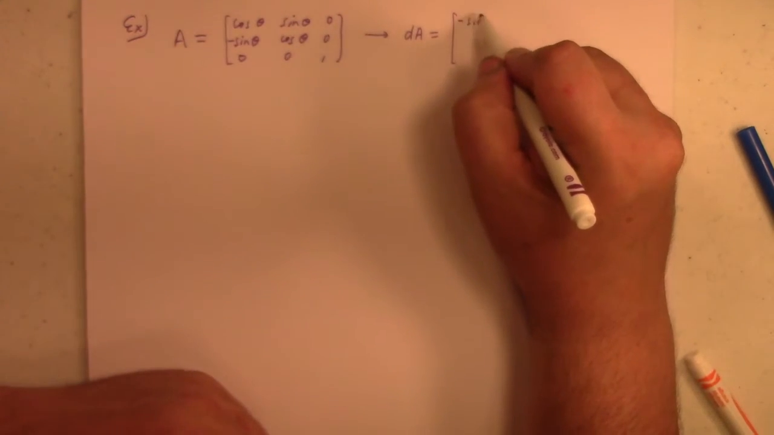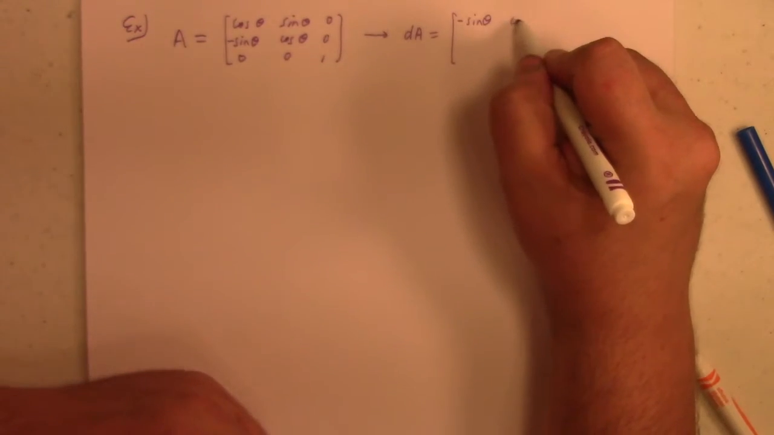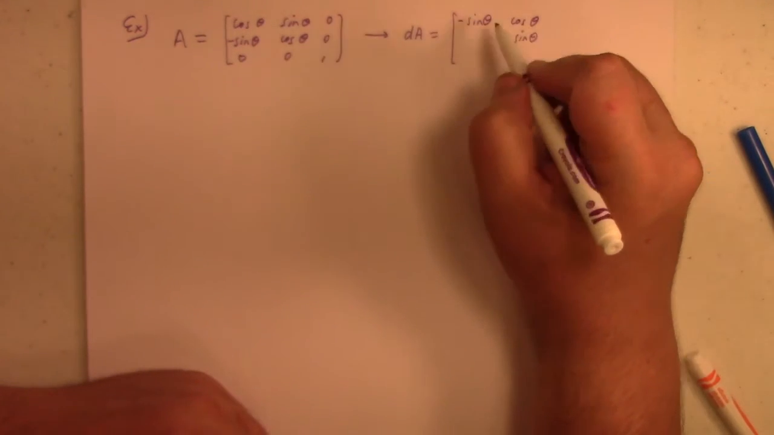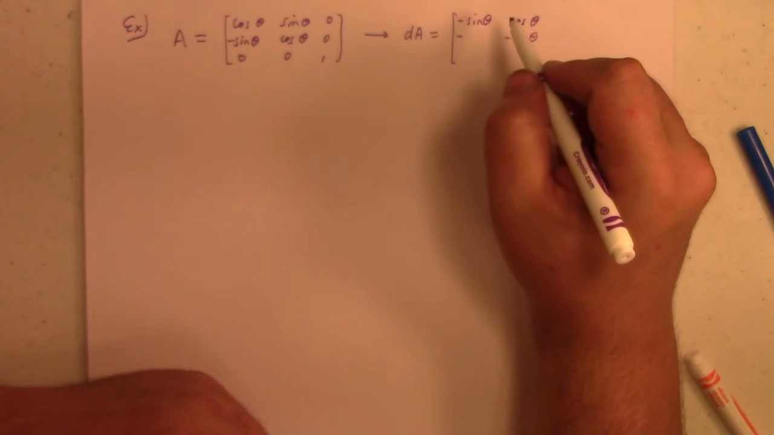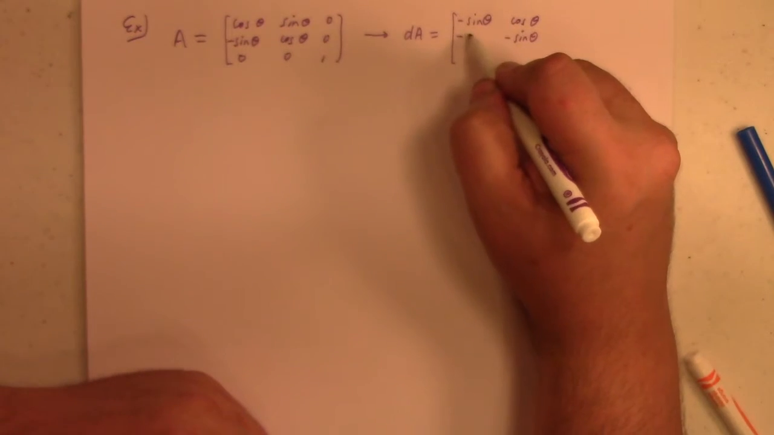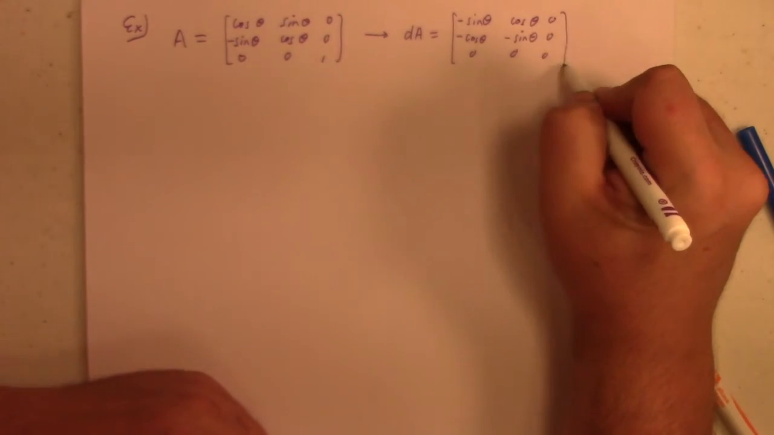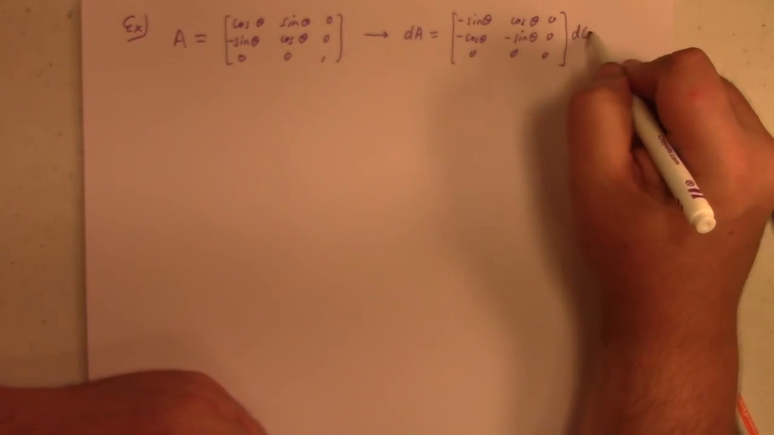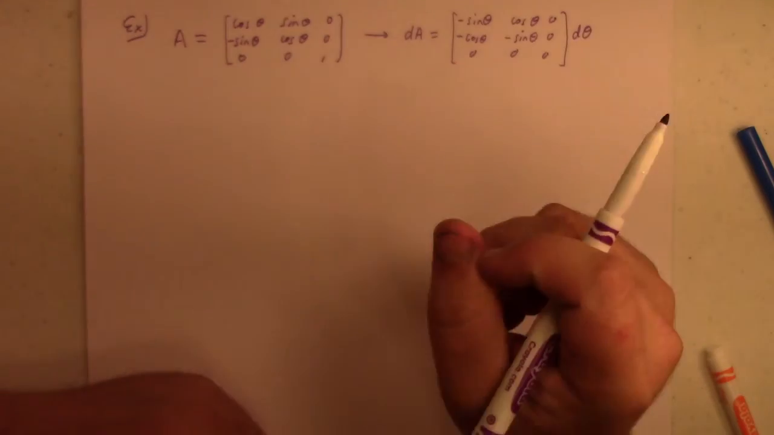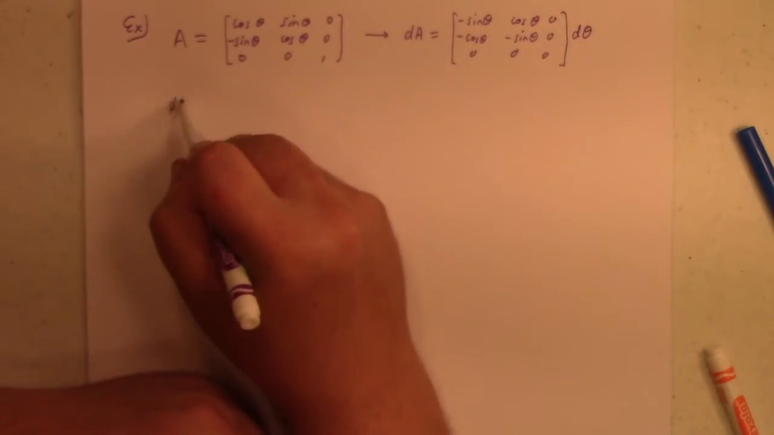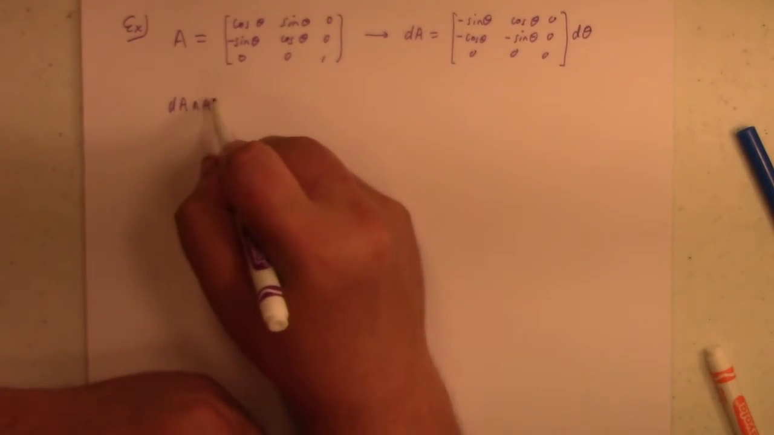So you can see we get dA, pretty easy: minus sine theta, cosine theta, minus sine theta, minus cosine theta, 0, 0, 0, 0, 0. And I just took the liberty of factoring out the d theta. Okay. With that notation, we can calculate dA wedge A transpose.